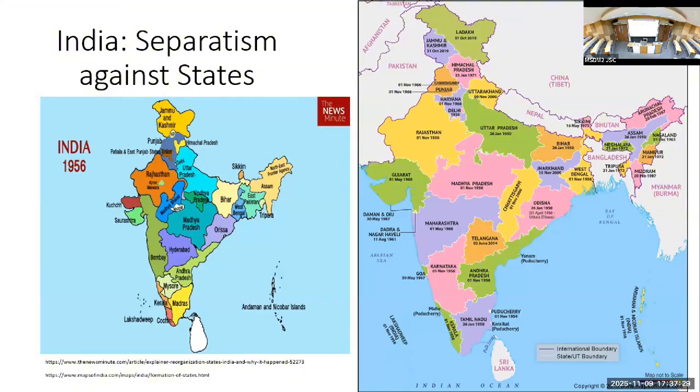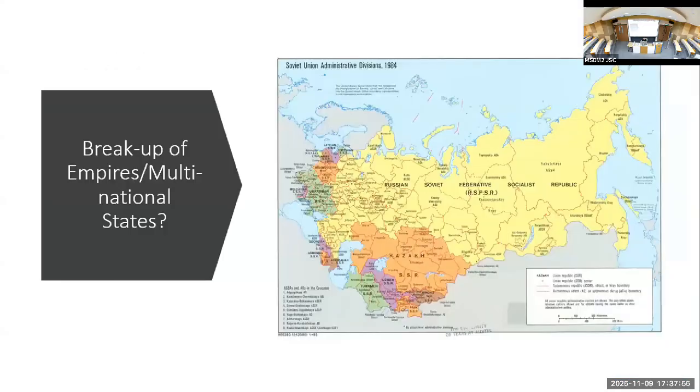People want to organize it, not just because they love their language, but also because it has huge economic implications. So the interesting thing is, with the exceptions of the Sikhs and the Kashmiris, most separatists in India only demand separation from a larger state rather than from the union itself.